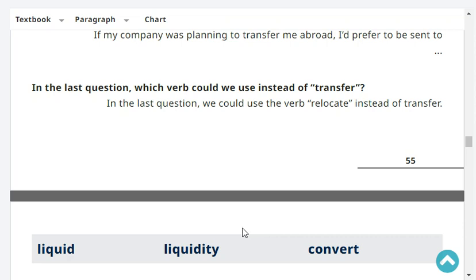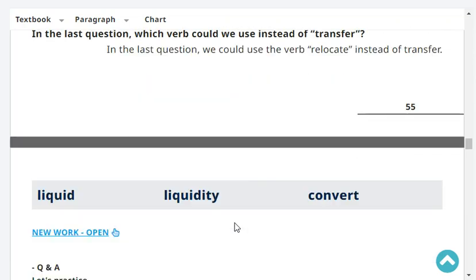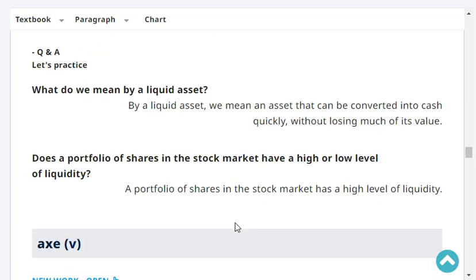In the last question, which verb could we use instead of transfer? In the last question, we can use the verb relocate instead of transfer. Very good. What do we mean by a liquid asset?